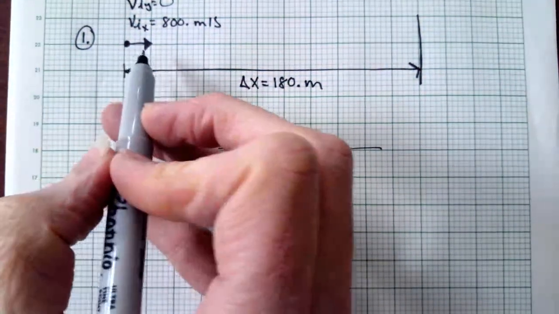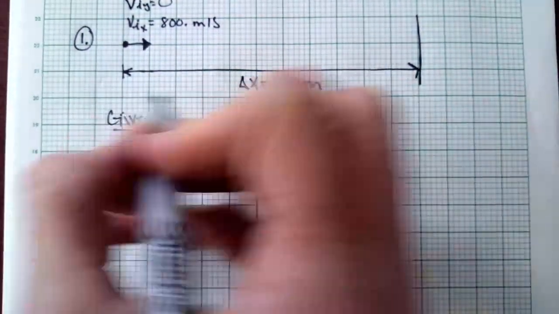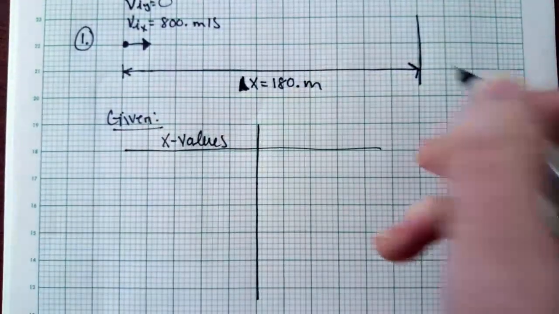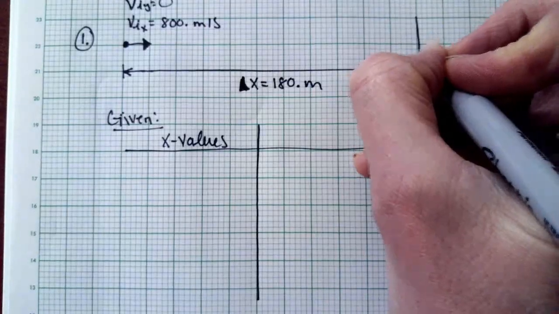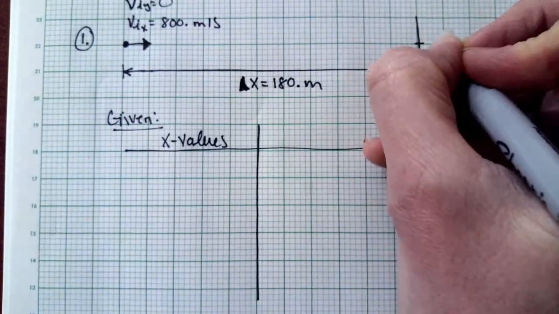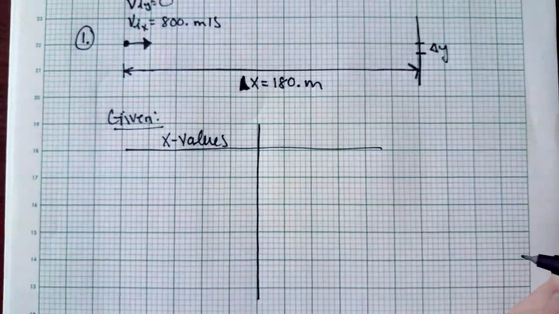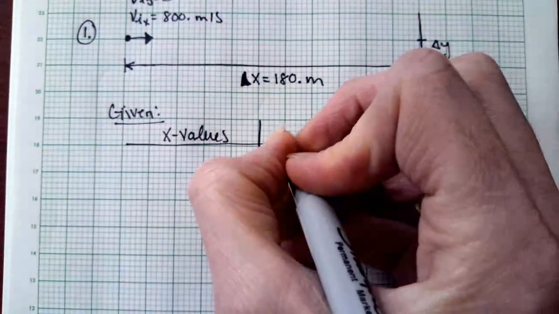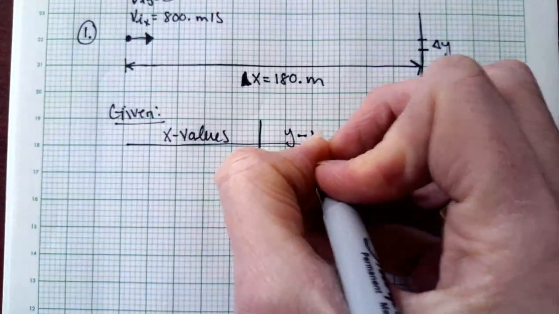Okay, so here's my vector motioning and starting. I say that the delta x, how far it travels in the x direction, is 180 meters. And they want to know how far it drops. So what's your delta y? What we're going to do is record all of our stuff in terms of our y values and our x values.